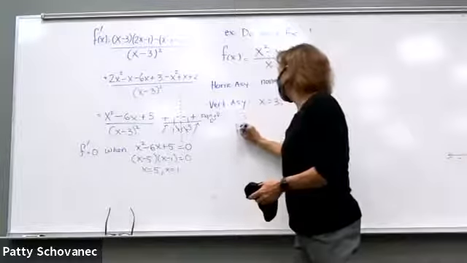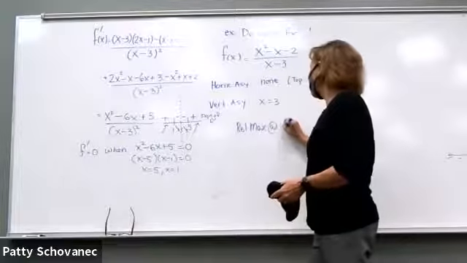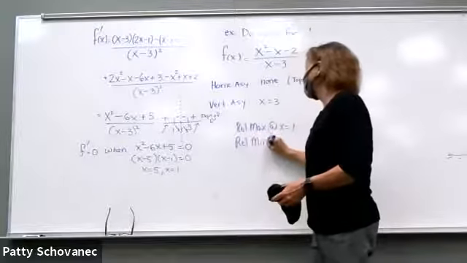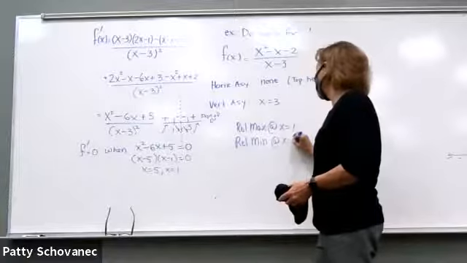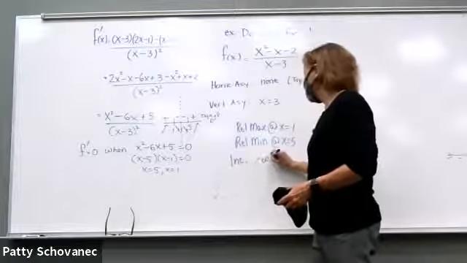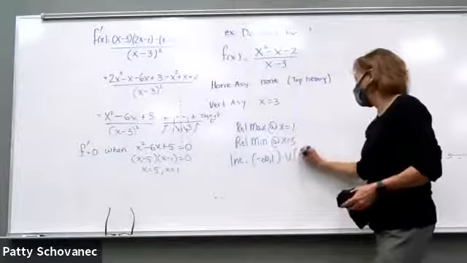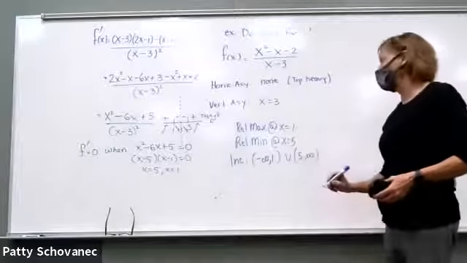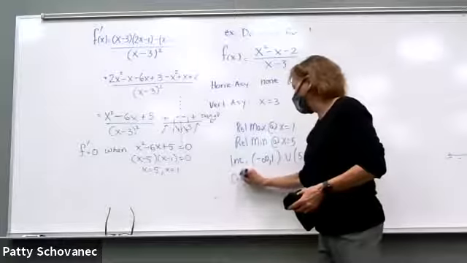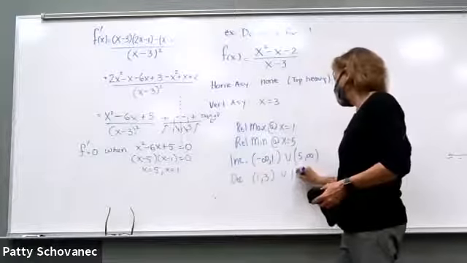We have a relative max at x is 1. We have a relative min at x is 5. It increases to the left of 1, and then again to the right of 5. It decreases on each side of 3, from 1 to 3, and then again from 3 to 5.